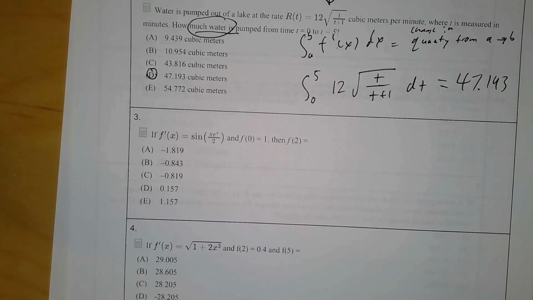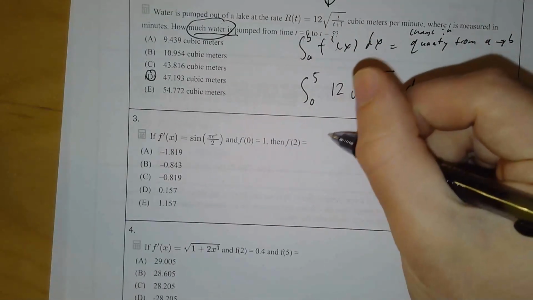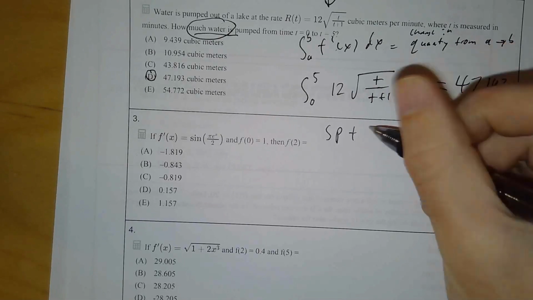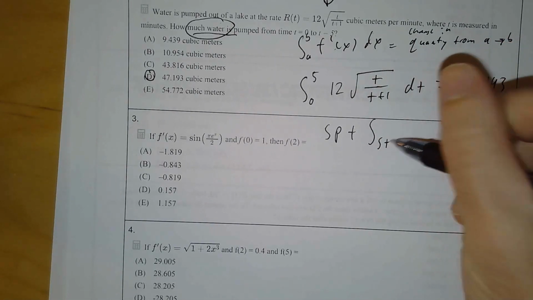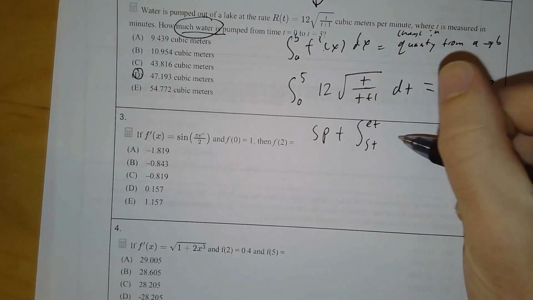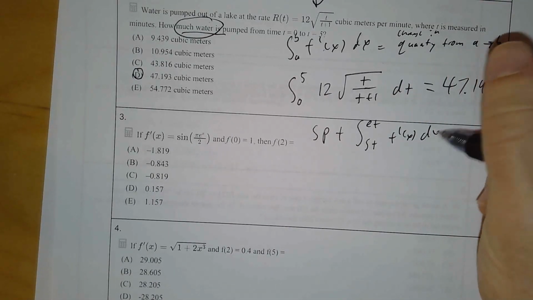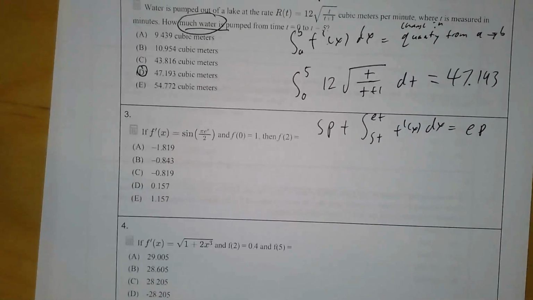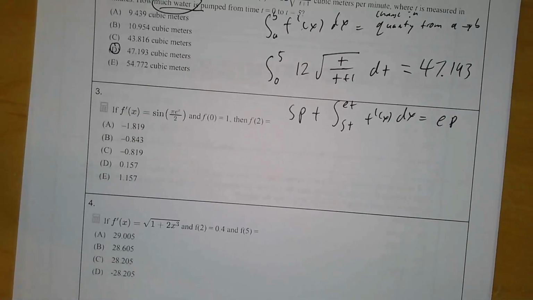Okay, next one. This is an initial value problem, right? I did this in notes. I'm assuming a lot of you didn't watch that notes part, so I'm just going to write it again. You have the starting position plus the integral from starting time to ending time of the rate f prime of x, which will get you my ending position. And again, the position is irrelevant. The position can be quantity, starting quantity, ending quantity. It can be a lot of different things, but this is the skeleton you work with. This is the template, and you're just plugging in the values.